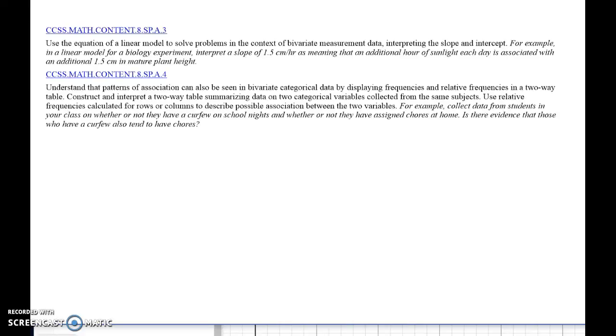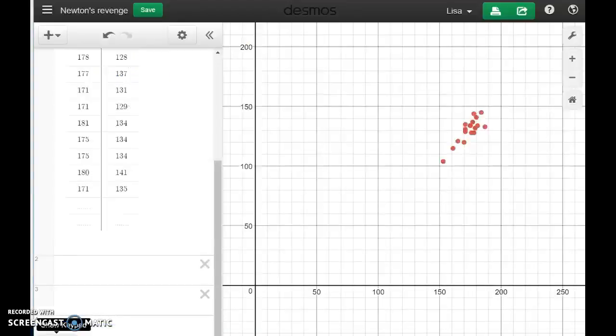This week we're going to finish up our look at bivariate measurement data, looking at standard 3 and 4. So let's start with looking at standard 3, where we are studying the linear model, the linear patterns in the data, and interpreting slope and intercept. So let's start by looking at our Newton's revenge information.